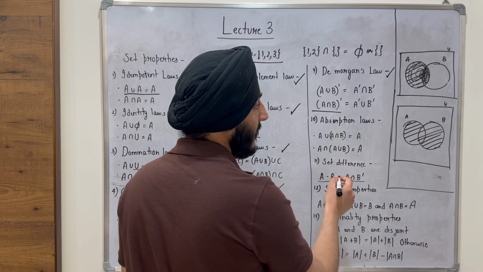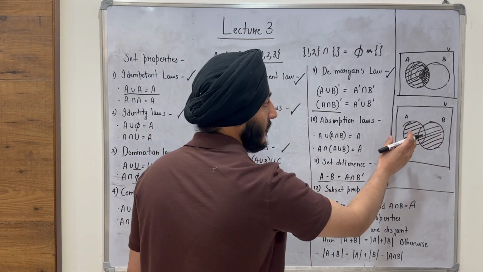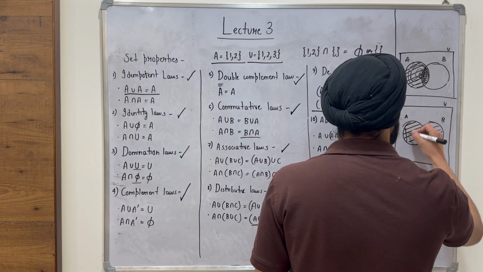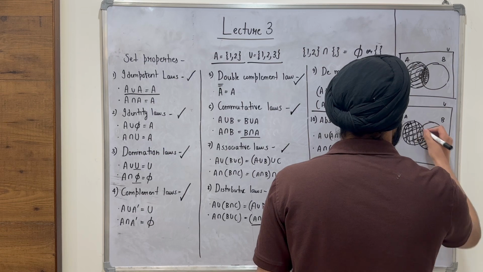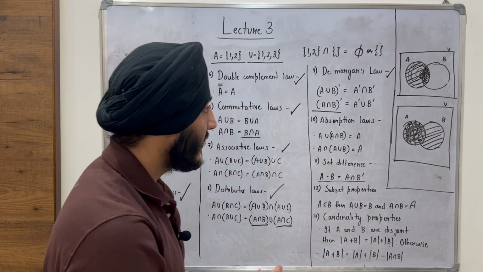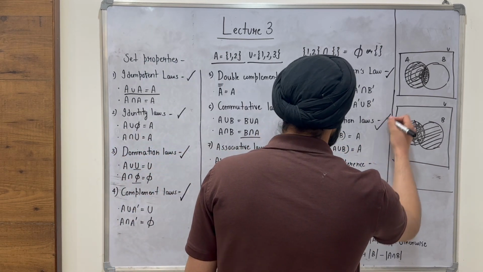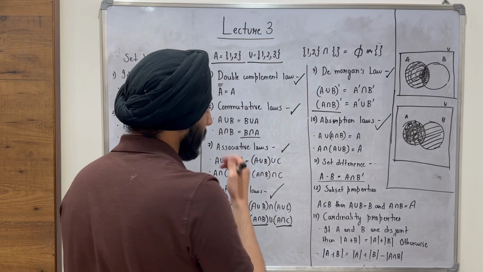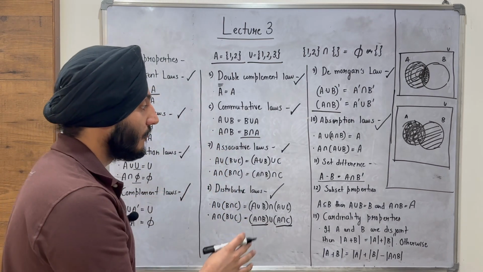Intersection with A basically means what's common in this entire region and A. So it's simply going to be just A over here, right? Which is this entire region. So I hope that makes sense how absorption laws work. So now we have covered 10 laws, and now let's move on to understand what is the set difference.